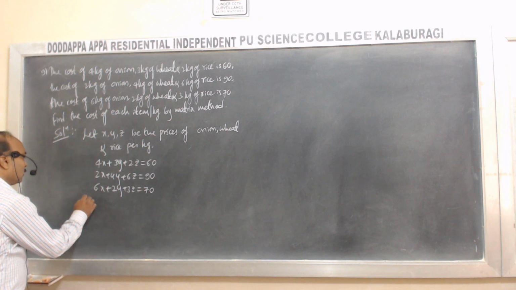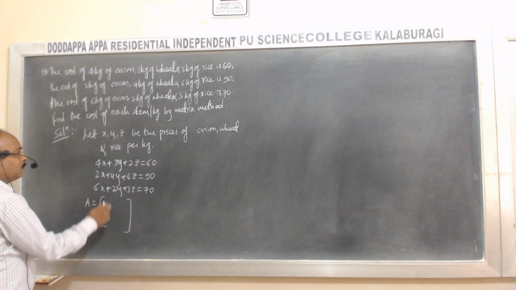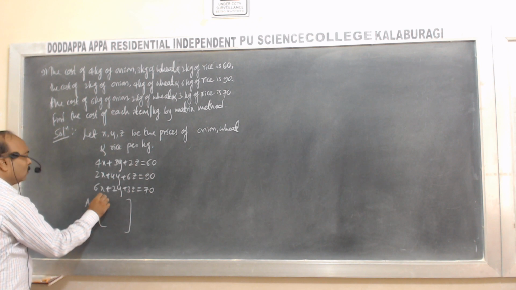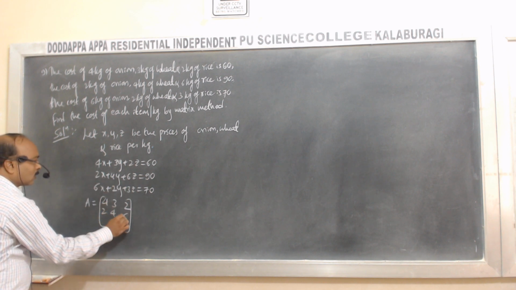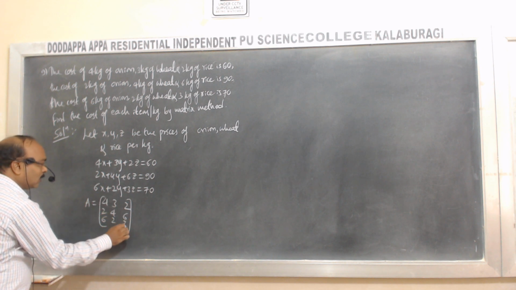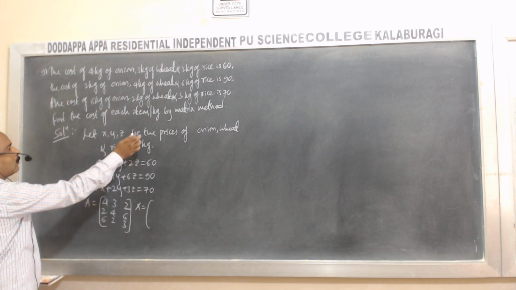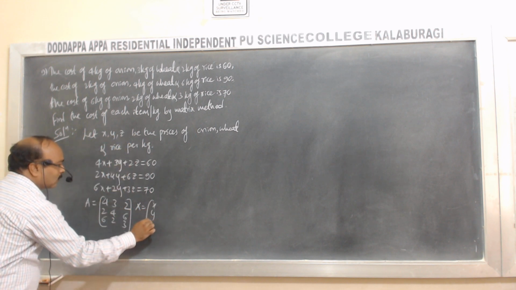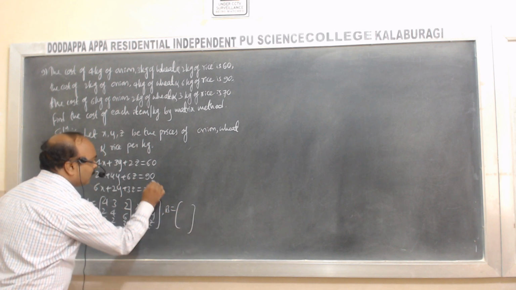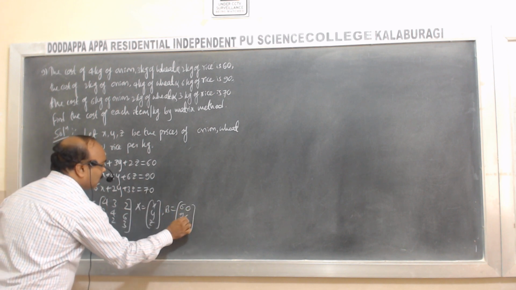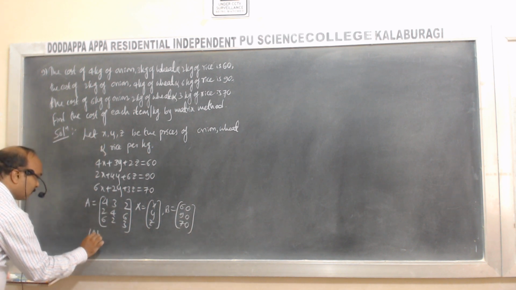So for that, first we go for three matrices. A equal to coefficient matrix, it is 4, 3, 2. Second row 2, 4, 6. Third row 6, 2, 3. And X is, again we consider three variables for three items, that is x, y, z, and B equal to the matrix of constants, it is 60, 90, 70. Next we go for the determinant of A.